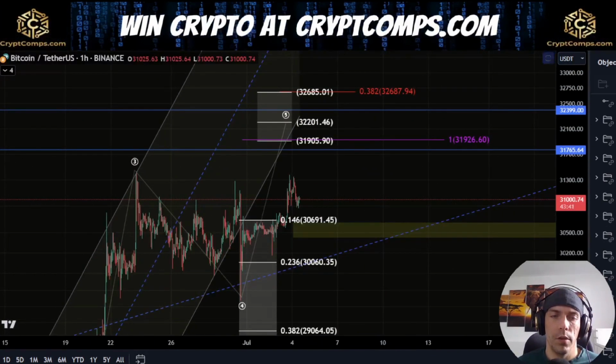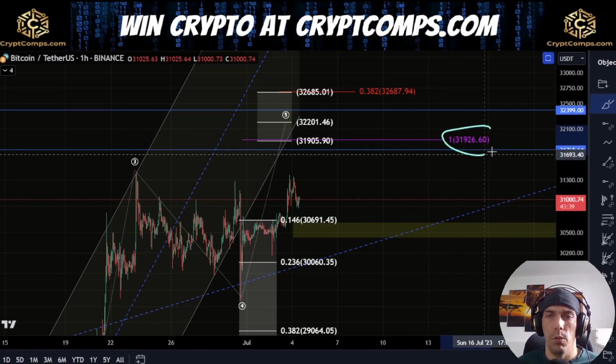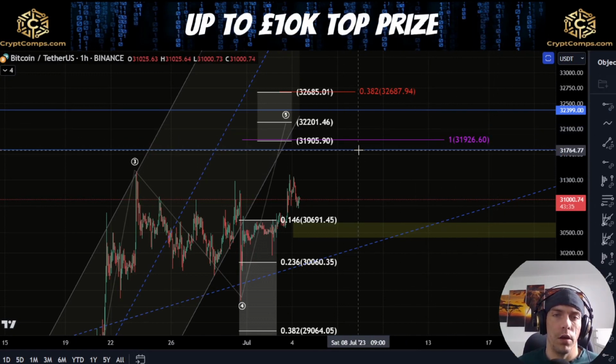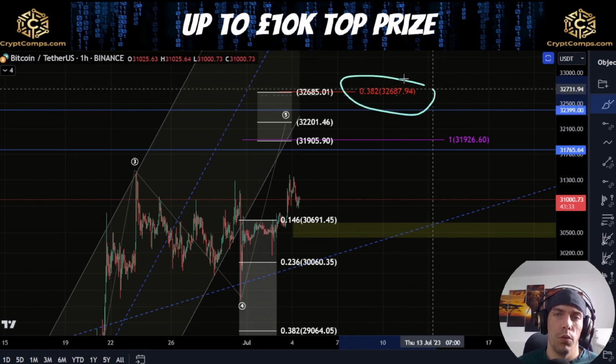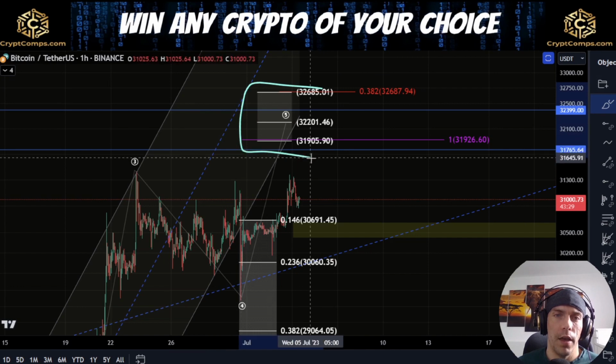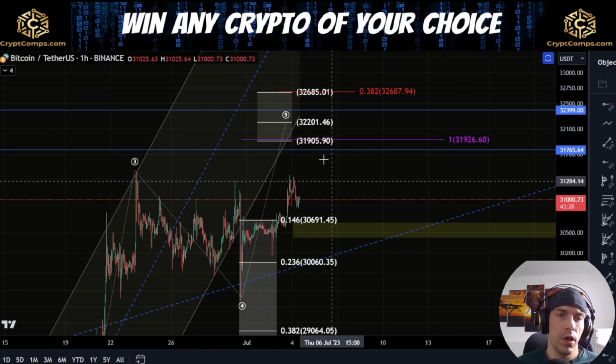Some other targets for this as a potential wave 5 would be the 1-to-1 of the wave 1, which is sitting here at this 31,926, and we have the 0.382 of the wave 1-to-3, which is sitting higher up towards the higher end of this target box. So still keeping an eye on this.